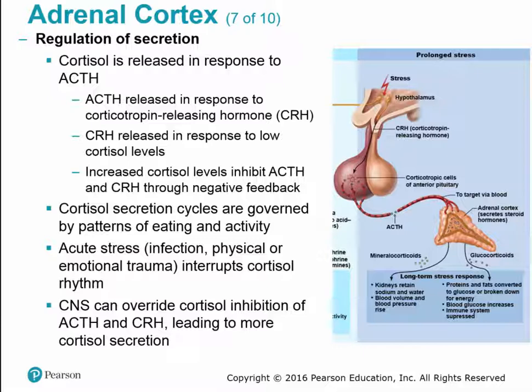So cortisol is sometimes referred to as one of the stress hormones, maybe a long-term stress hormone. Some long-term stress responses would be proteins and fats are converted to glucose or broken down for energy, the immune system can become suppressed, and blood glucose will increase.